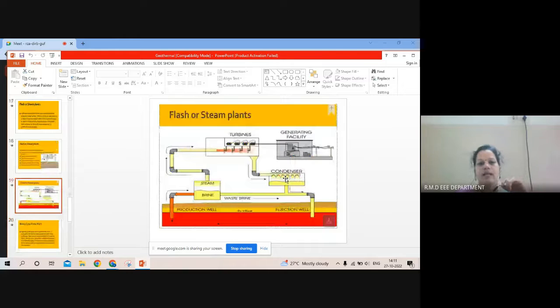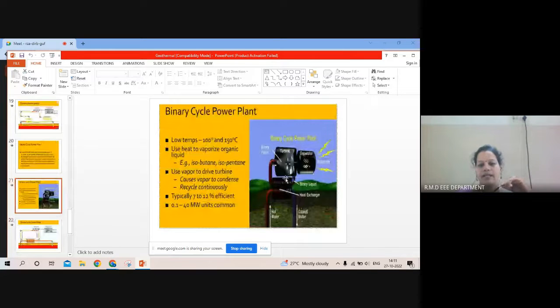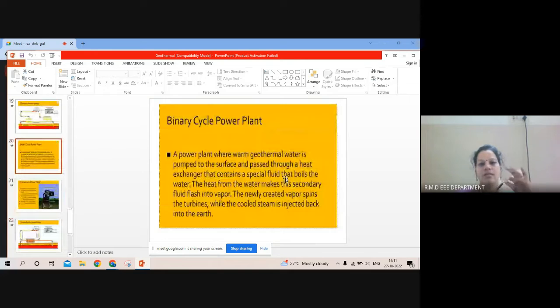And next comes the binary cycle power plant. This is a power plant where the geothermal water is pumped to the surface and then passed through a heat exchanger, which contains a special fluid. That fluid is boiled by the hot water. The heat from the water makes the secondary fluid flash into vapor, and the newly created vapor spins the turbines. Here we have two tanks.